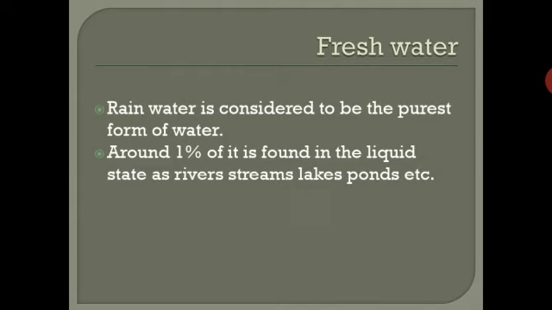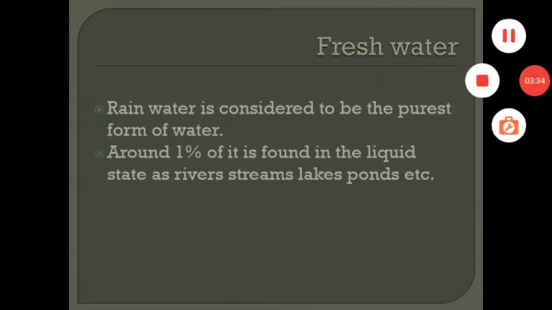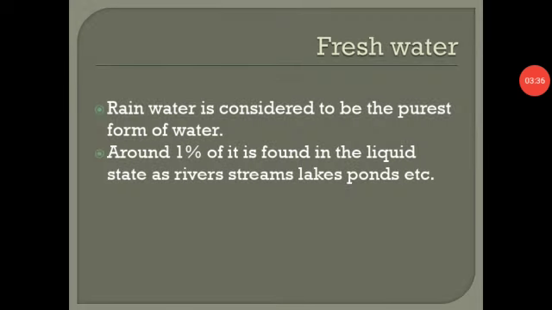Because it is pure water, the salt content is very low. That is the reason rainwater is considered the purest form of water, as it contains a very small proportion of salts compared to the ocean and seas. Hence it is called fresh water. A major part of fresh water is found in the frozen state as ice caps and glaciers. Around 1% is found in the liquid state as rivers, streams, lakes, ponds, etc.